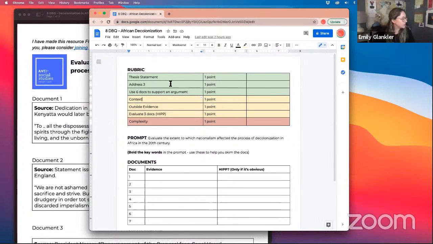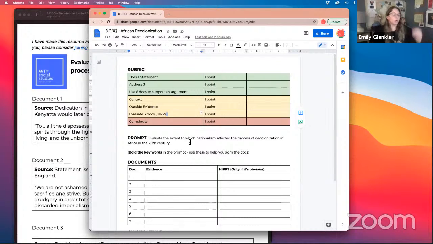And so what I always suggest is that you pick basically 5 of these points that you feel really good about. To me, thesis and addressing 3 documents are a requirement. You can't really build any other sort of argument if you don't have that. And then you either use 6 of the documents, add in context, add in additional evidence, or evaluate the documents. I'll walk you through each of those so that you can see what they look like. Hopefully after today, you can walk away with a plan of your own where you think, okay, these are my 5 points that I'm going to go for. And on the day of the test, I'm going to pretend that complexity doesn't exist. Again, keep practicing in your class.